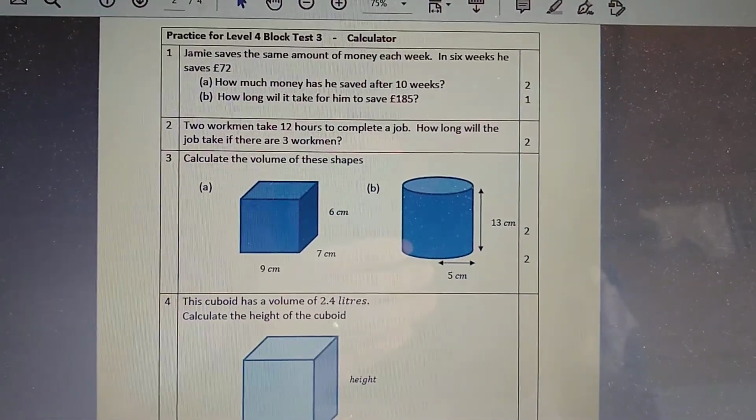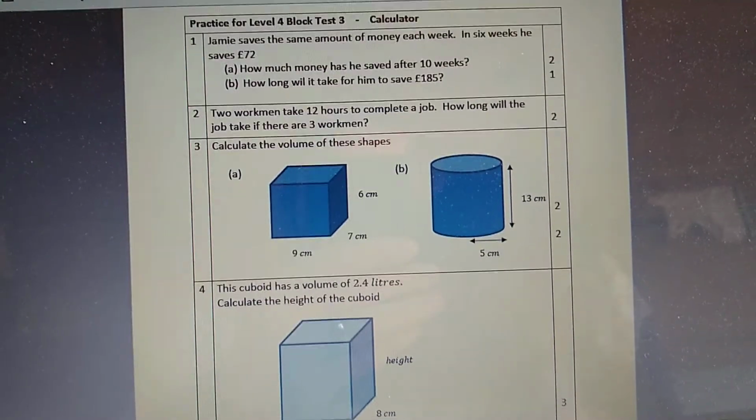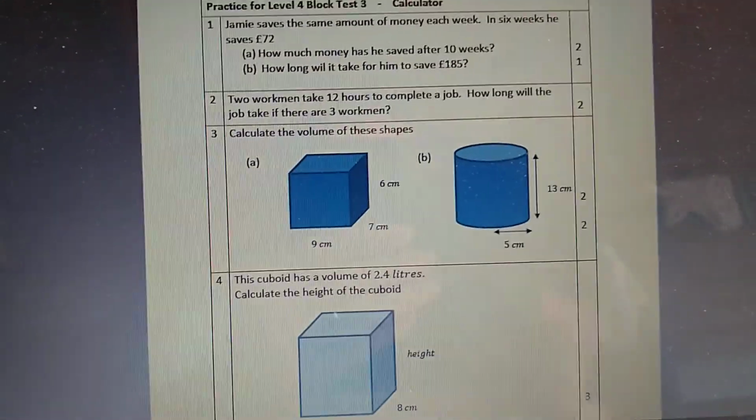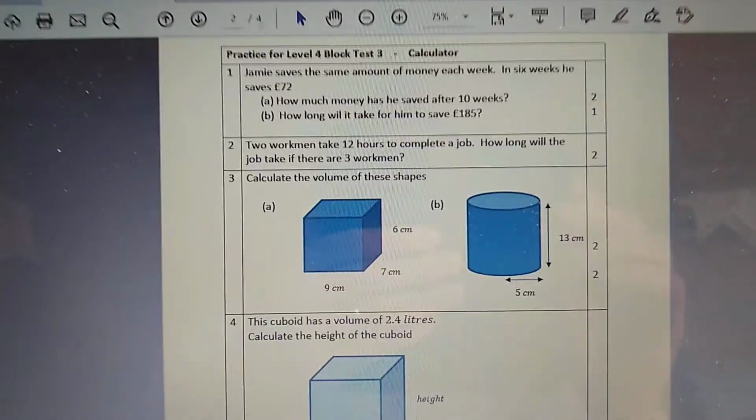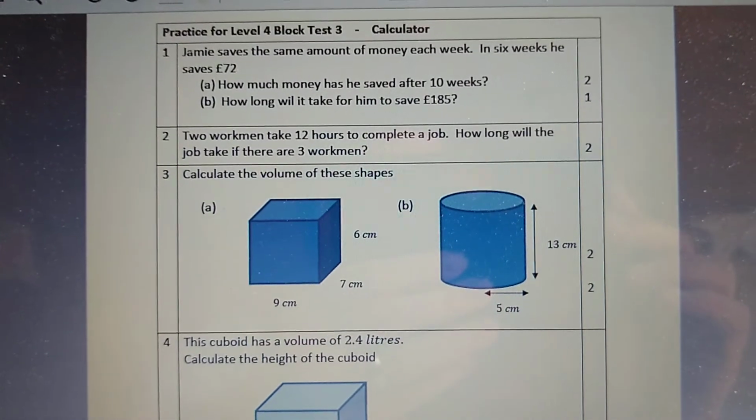Hi, we have the calculator section of the level 4 revision of block 3. So we're going to look at the calculator questions here. I've done a video for the non-calculator questions if you're looking for help on those ones.